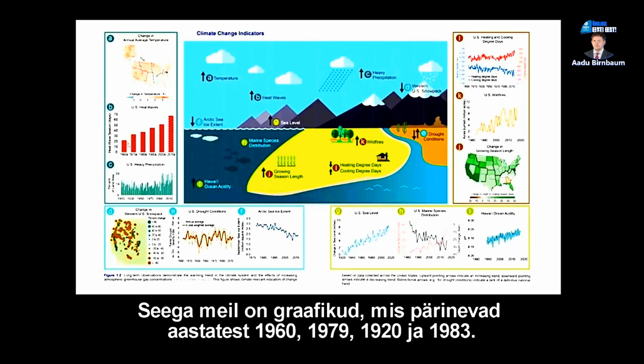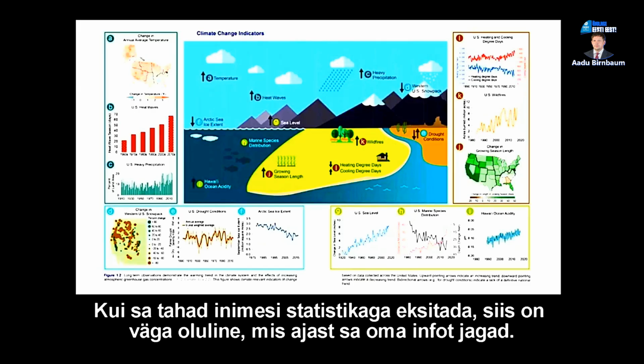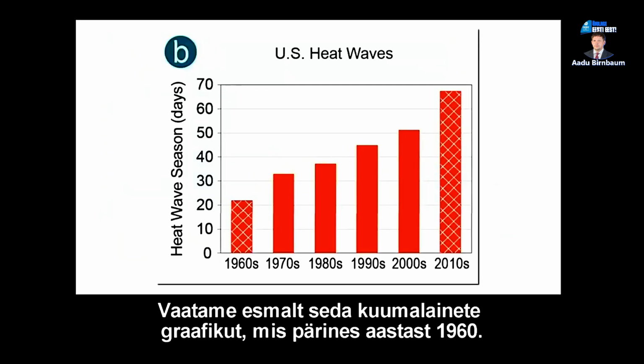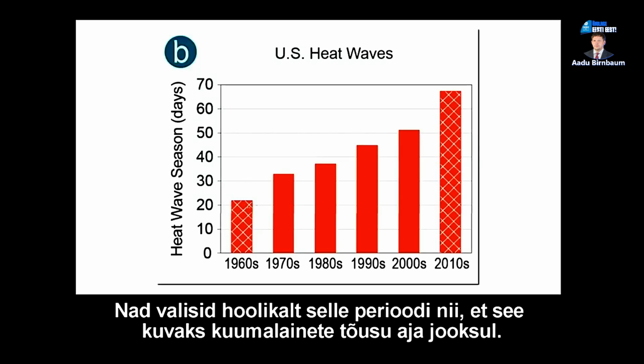So we have one graph which starts in 1960, another which starts in 1979, another which starts in 1920, and one more which starts in 1983. When you want to mislead people with statistics, picking your start date is very important. First, let's look at the heat wave graph which starts in 1960. They carefully picked a period during the global cooling scare to start their graph so that they could show heat waves increasing over time.